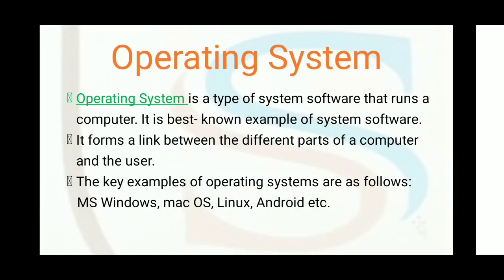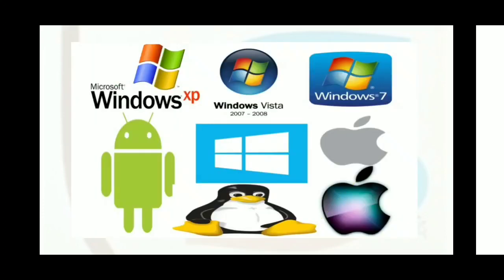These are the operating systems which are present with the computer as well as mobile phones which we use in our normal day-to-day life. You can see these are the icons of some of the operating systems: Microsoft Windows XP, Microsoft Vista, Windows 7, Android, Linux, Mac OS, Windows 10.